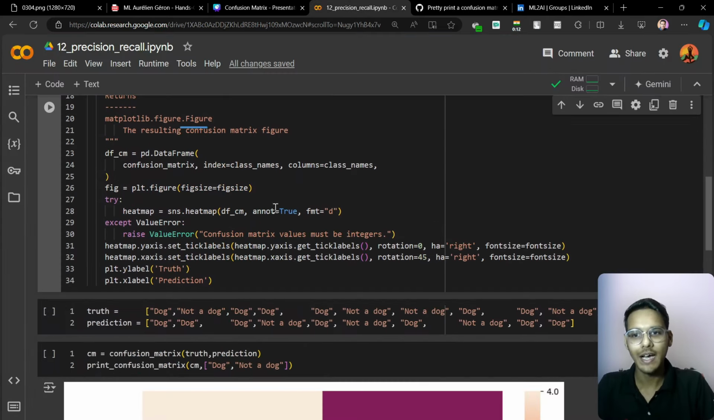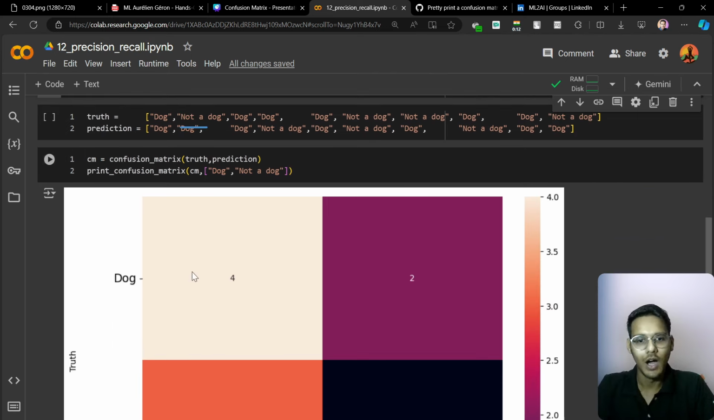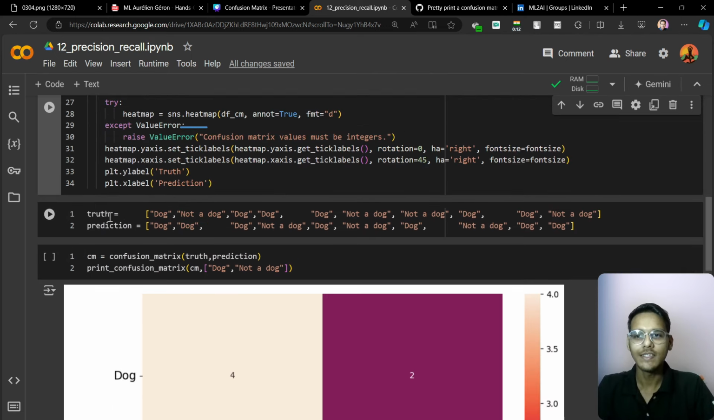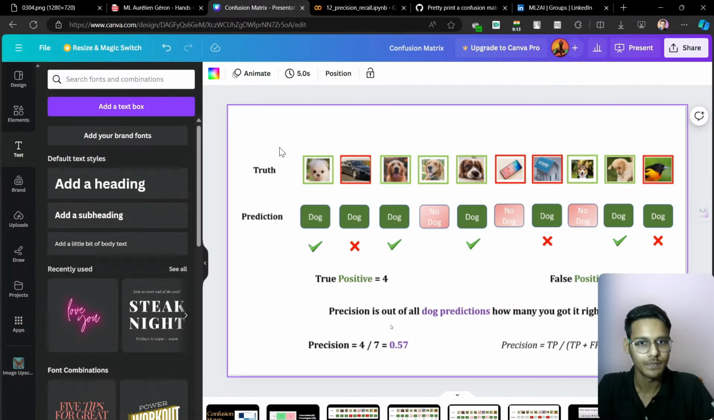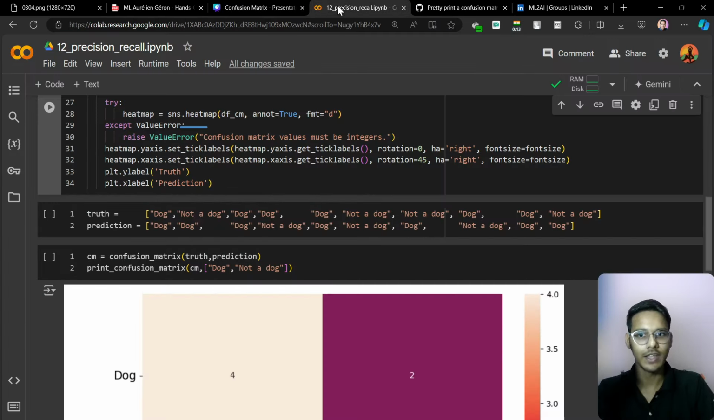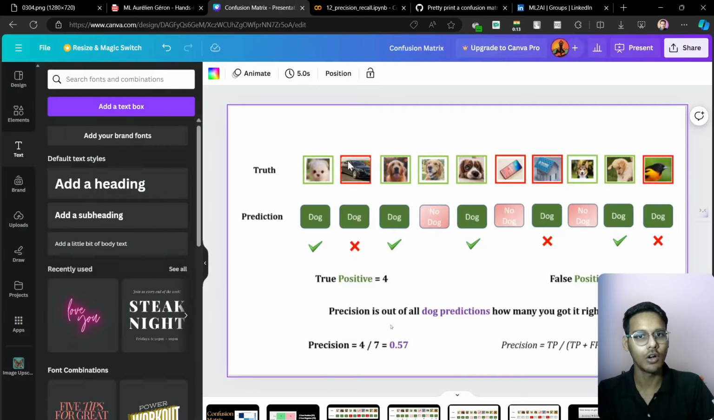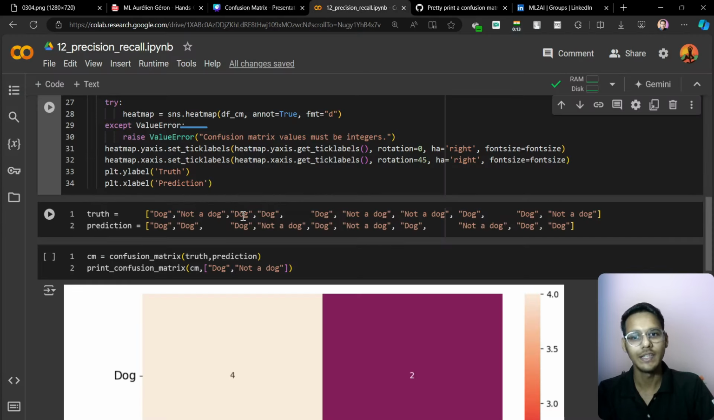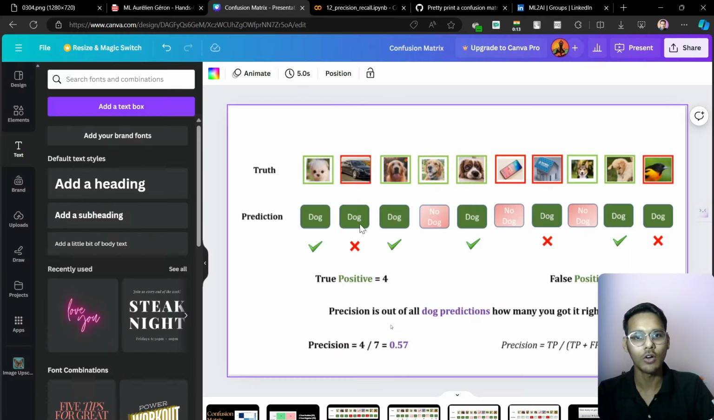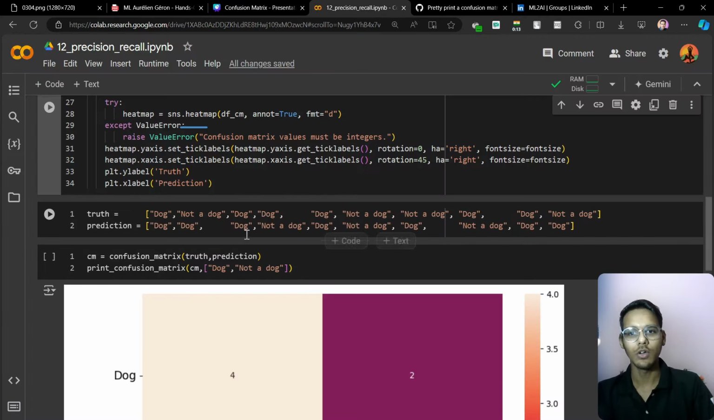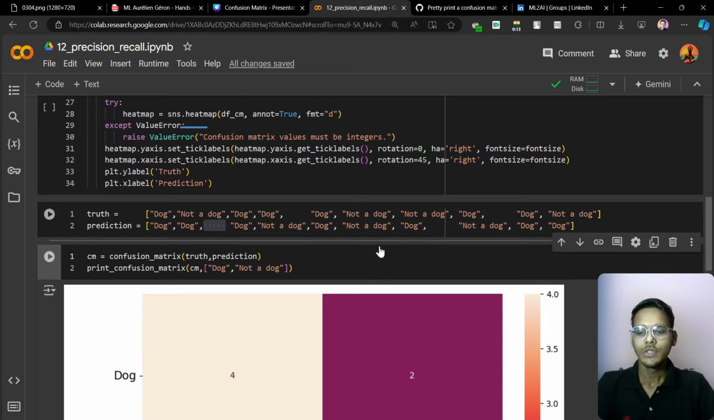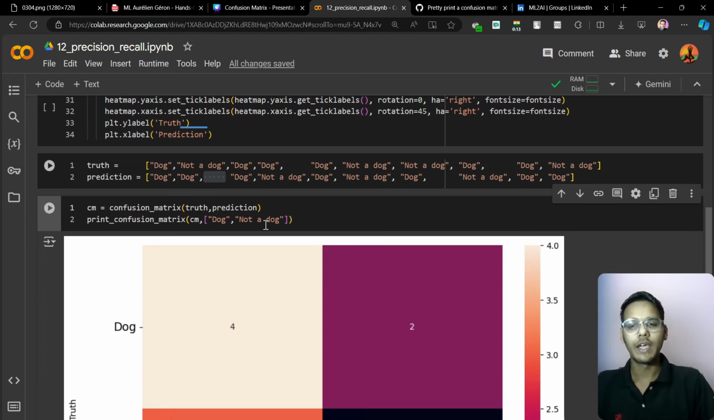So from this, you can make a confusion matrix like this. You can see here truth and prediction. Okay, so what are the truth and prediction? Just see this. Truth is that there is a dog. This line of pictures is actually written in the form of text. Here is a dog, and here is not a dog. And then after it, there is a dog. And the prediction, you can see dog, dog, dog. Okay.